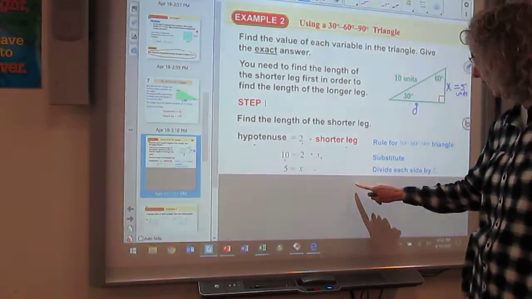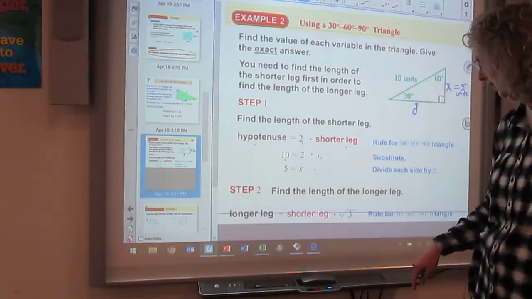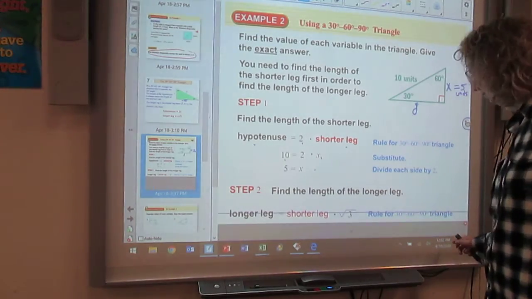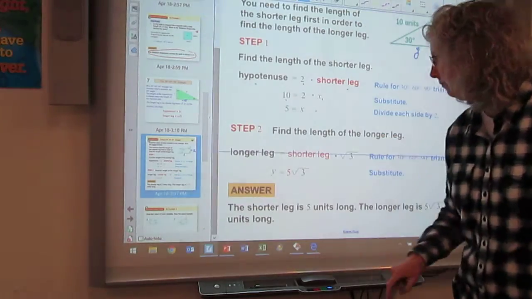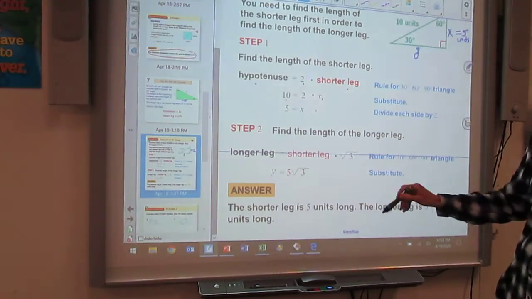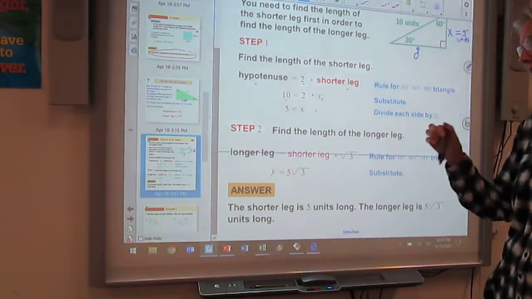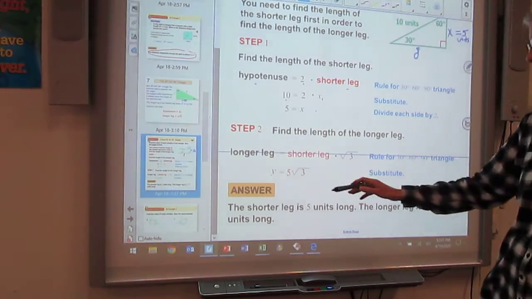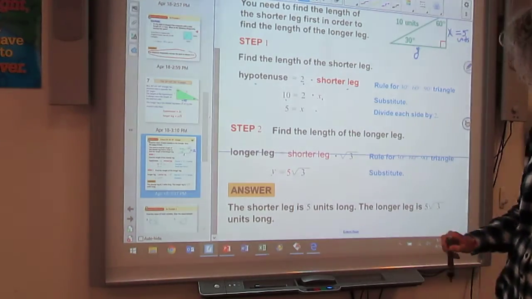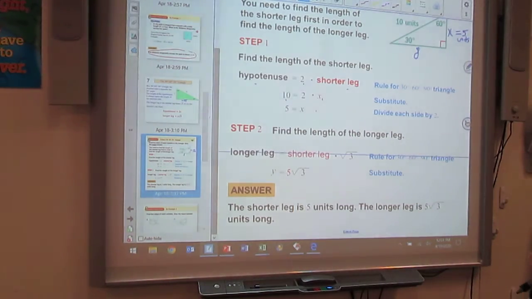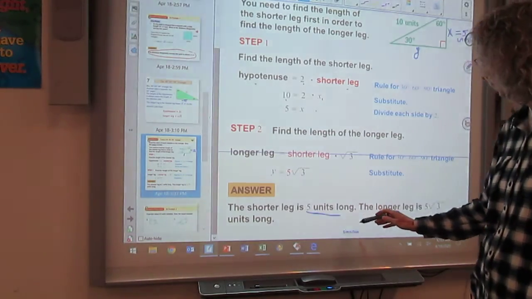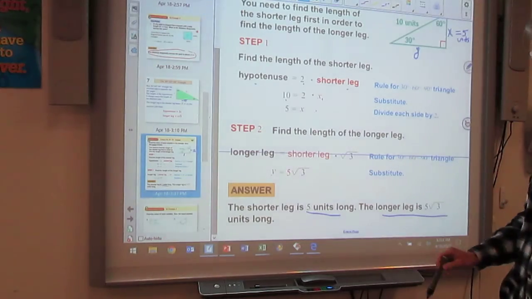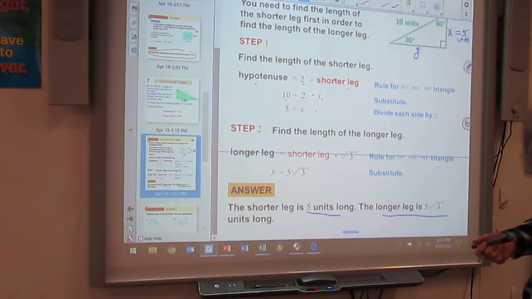Now can we find y? Sure we can. Go back to the second part of the second formula on the 30, 60, 90. The longer leg is equal to the shorter leg times the square root of 3. The shorter leg is 5, so the longer leg is 5 times the square root of 3. We're going to substitute that in, and we're going to leave this in radical form. The shorter leg is 5 units long, and the longer leg is 5 times the square root of 3, and that is your answer.